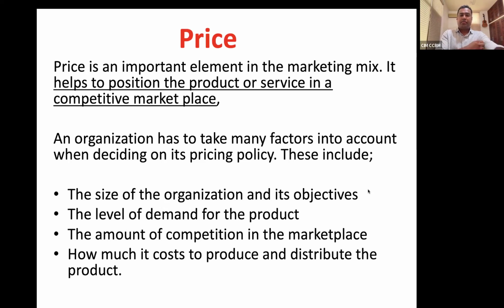Okay, let's look at the second P. Let's look at price. Now, price is a very important element in the marketing mix, guys. Why? For a few reasons. Price is actually the only P that talks about income, right? Product is a cost. Promotion is a cost. Place is a cost. The other P's are all costs. Price only talks about income.